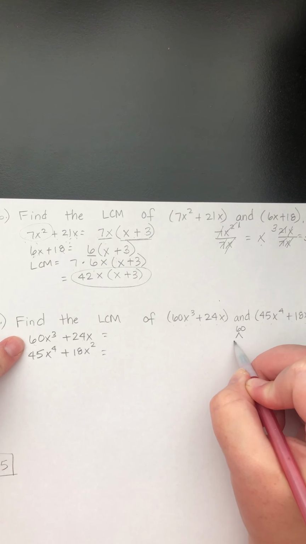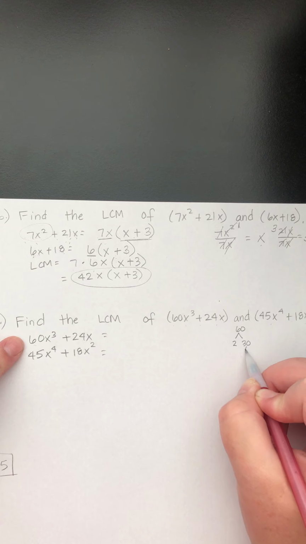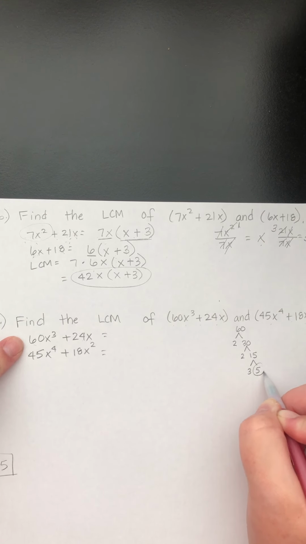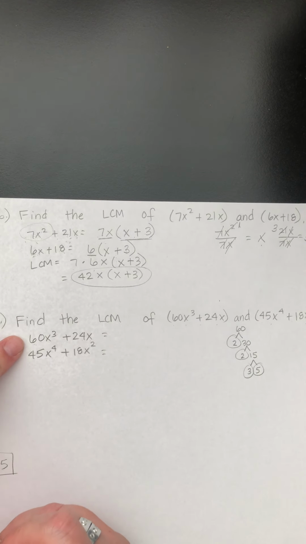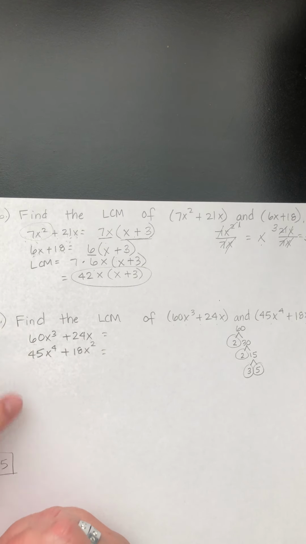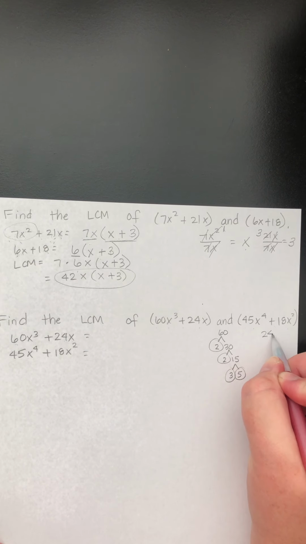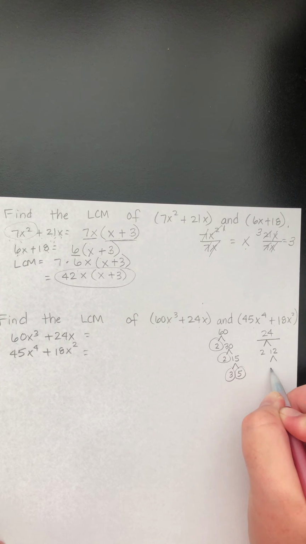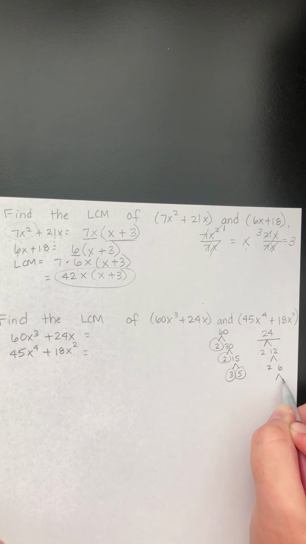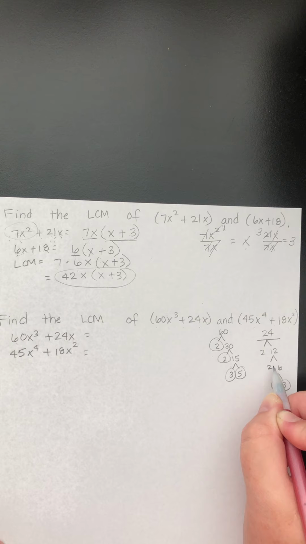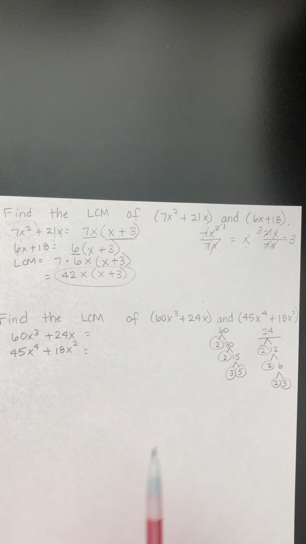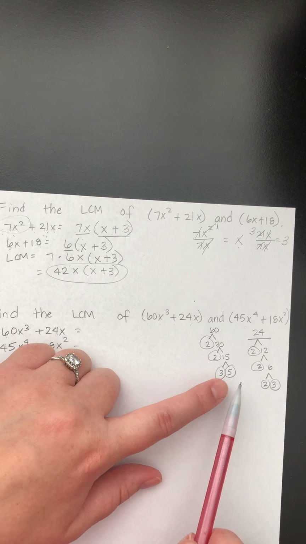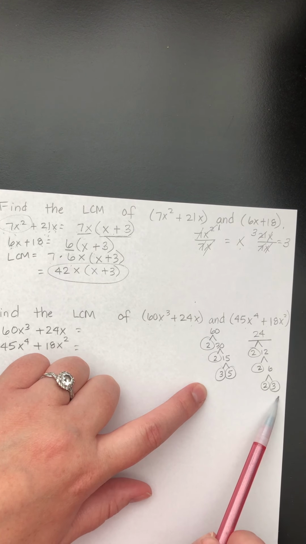60, if you divide it by 2, you get 30, which can be divided by 2, you get 15. Divide by 3, you get 5. These are the factors for 60x cubed. Now, for 24, divide by 2, you get 12. Divide 12 by 2, you get 6. Divide 6 by 2, you get 3. So these are the factors for 24. Which one of these numbers are the same? We have 2 times 2 times 3 times 5, and 2 times 2 times 2 times 3.